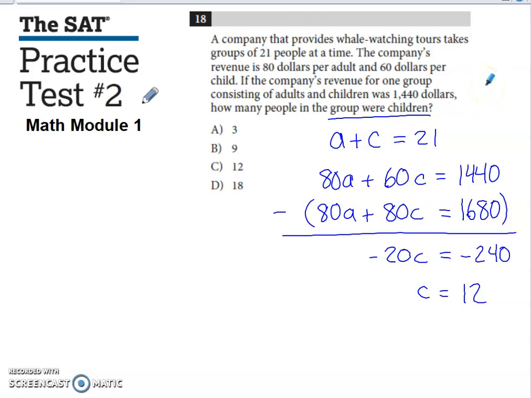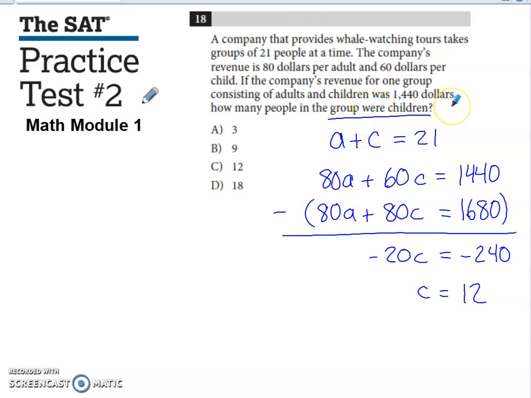Here's a story problem from a practice SAT that says that a company provides whale watching tours on groups of 21 people at a time. The company's revenue is $80 per adult and $60 per child. If the company's revenue for one group consisting of adults and children was $1,440, how many people in the group were children?